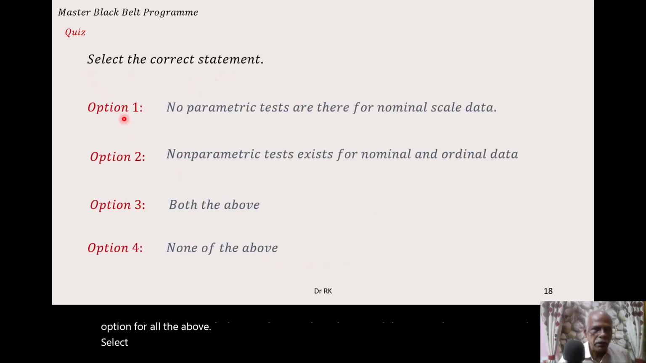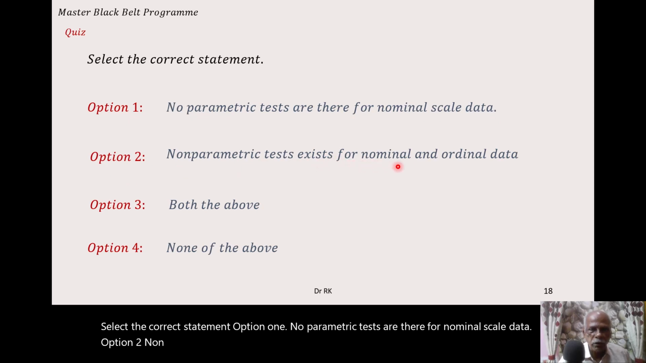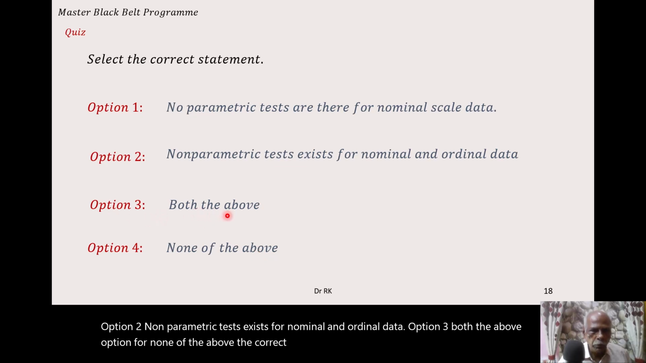Select the correct statement. Option 1, no parametric tests are there for nominal scale data. Option 2, non-parametric tests exist for nominal and ordinal data. Option 3, both the above. Option 4, none of the above. The correct answer is option 3, both the above.